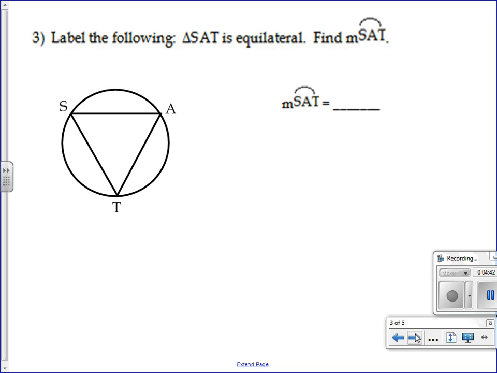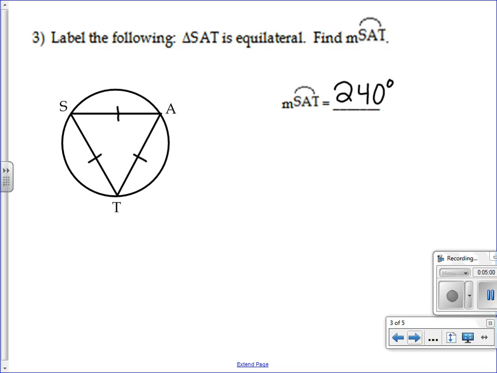Okay, for number 3, you are trying to find the measure of arc SAT. So this answer is going to be 240 degrees. Again, if you got it correct, feel free to move on to the next problem. All right, so we are given that this triangle SAT is equilateral.